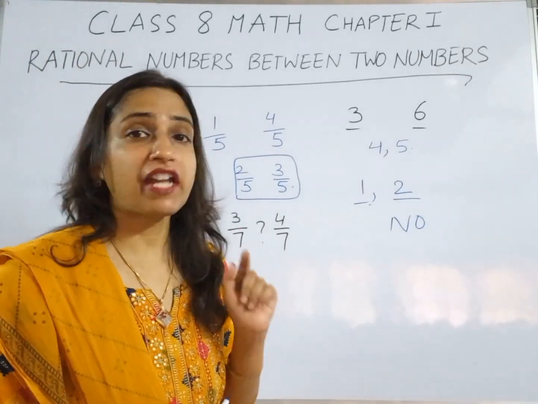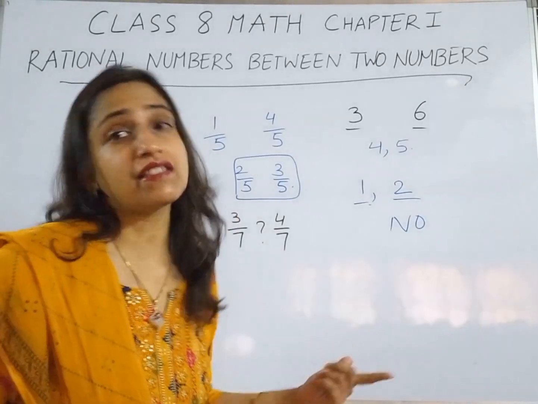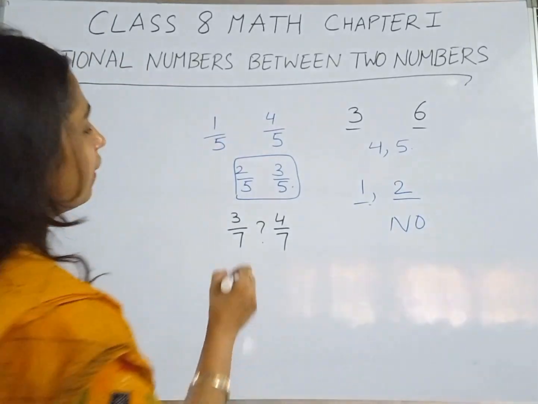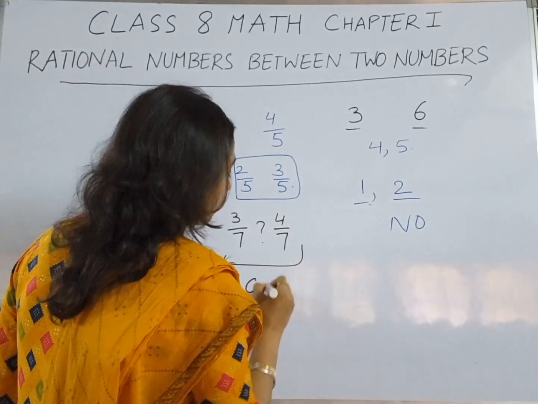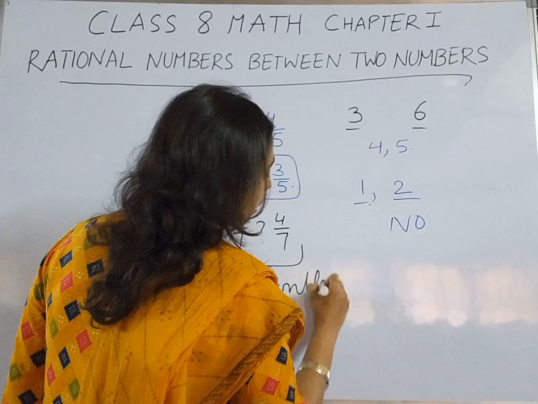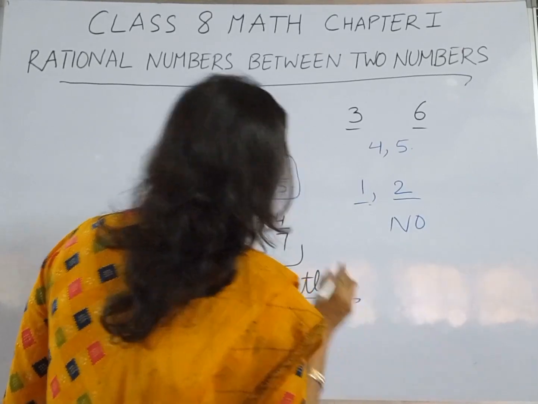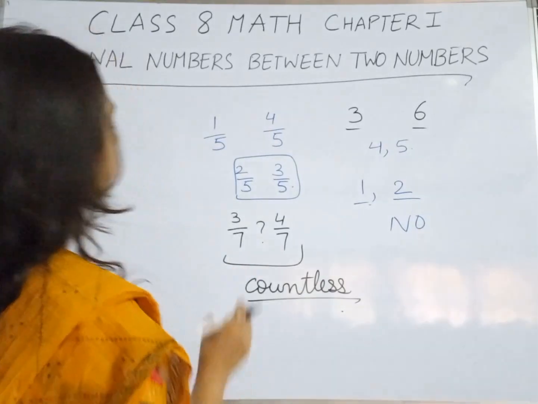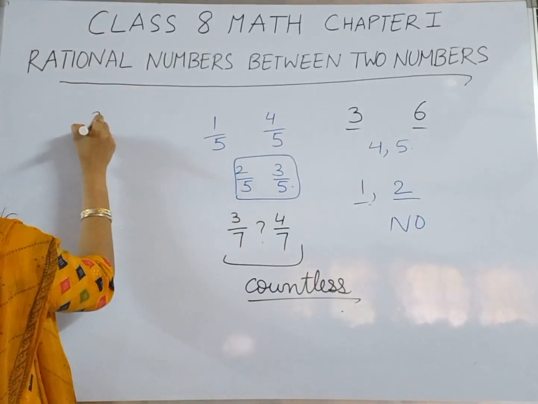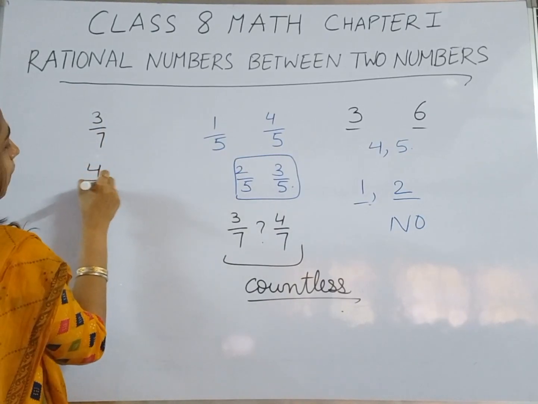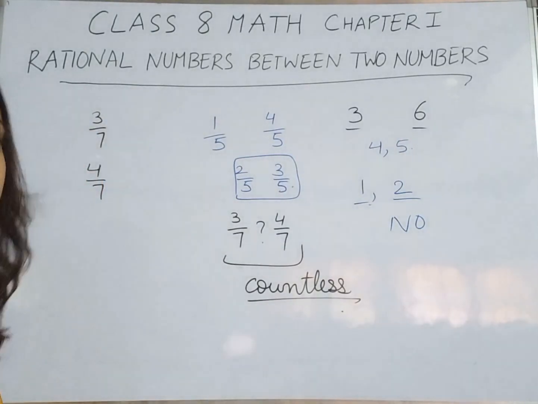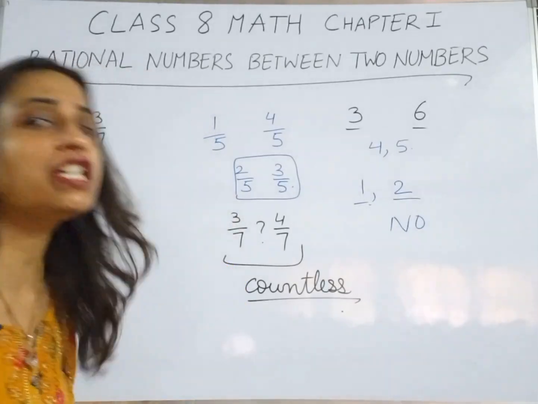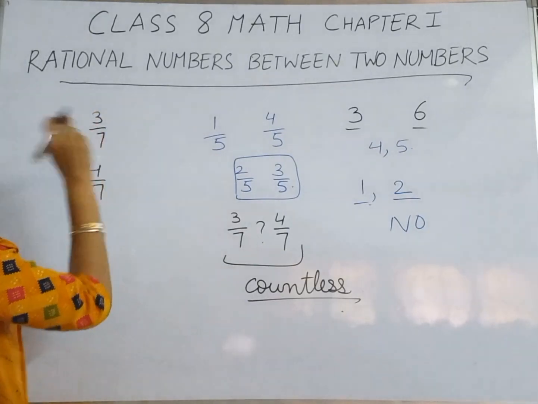But if I tell you that there are countless numbers between 3 by 7 and 4 by 7, yes, there are always countless rational numbers between any two given numbers. Yes, how can we find them? So this is 3 by 7 and this is 4 by 7. These are the two numbers which are given to us and we have to find the rational numbers between these two numbers.